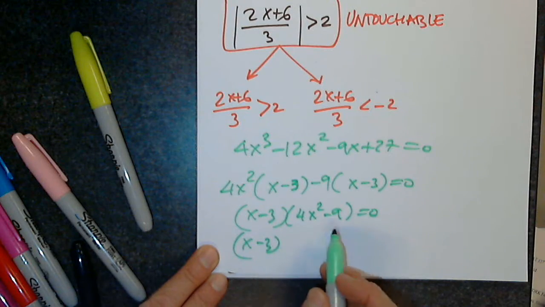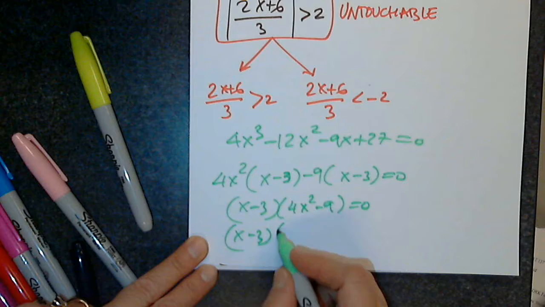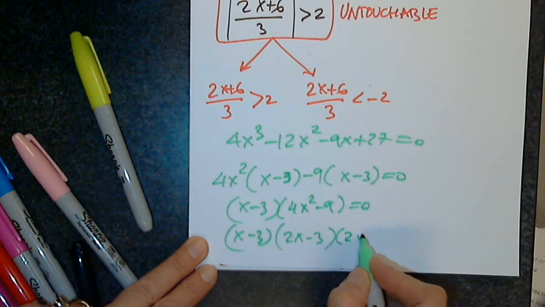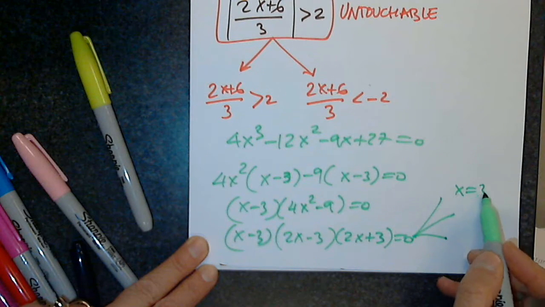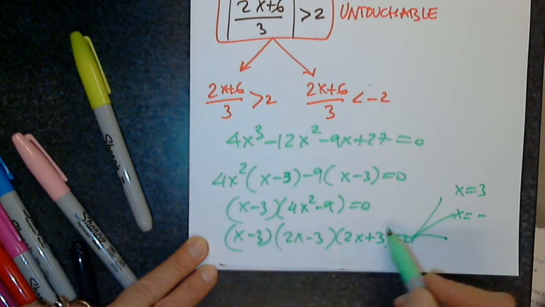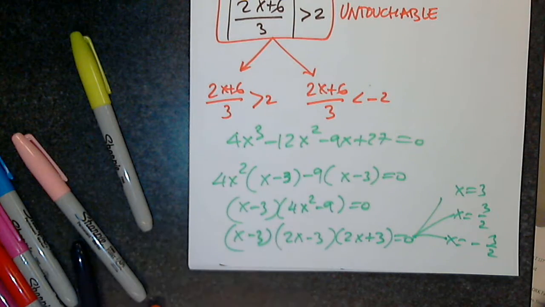We have a contract on 4x squared minus 9. We are terminating a lot of binomials in this class. 2x minus 3, 2x plus 3, and you get 3 options. You get x equals 3, x equals 3 over 2, and x equals negative 3 over 2.